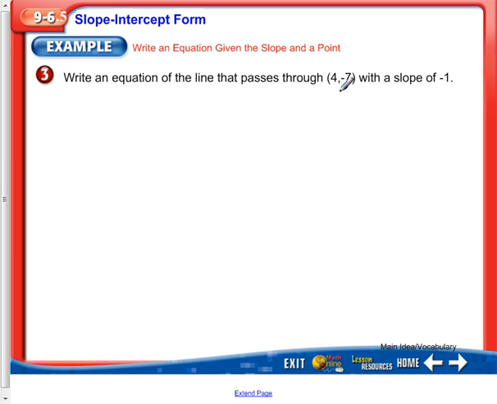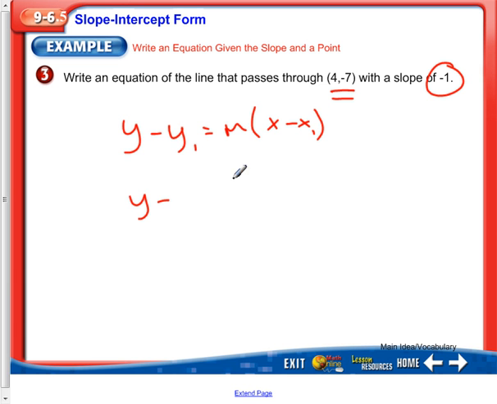Again, we're given 1 point, and we're given the slope. So y minus y1 equals m times the quantity x minus x1. Let's substitute. y minus negative 7 equals negative 1 times the quantity x minus 4. I have a double negative here, so let's fix that, and then let's distribute our negative 1.